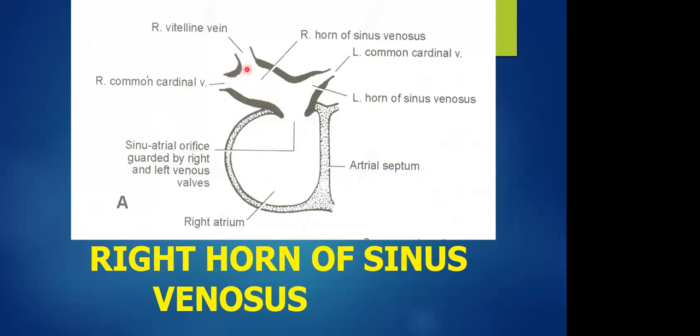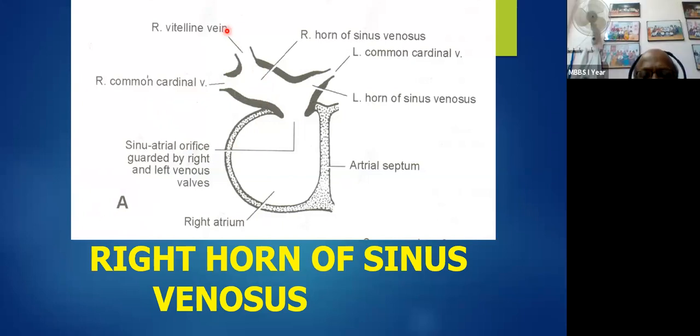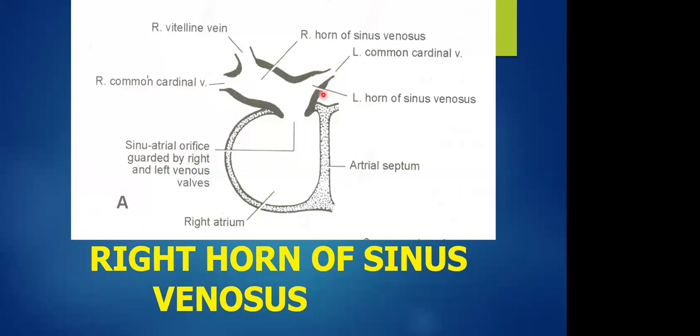Okay. So next, what are the other veins opening into it? The umbilical vein, the right umbilical vein, and the vitelline vein. The right umbilical vein will disappear in the early stage itself. So that's why we have the right vitelline vein forming your IVC, and the right common cardinal vein forming your SVC. Now you see that this is the regressed left horn of the sinus venosus. The left horn of the sinus venosus forms the coronary sinus.